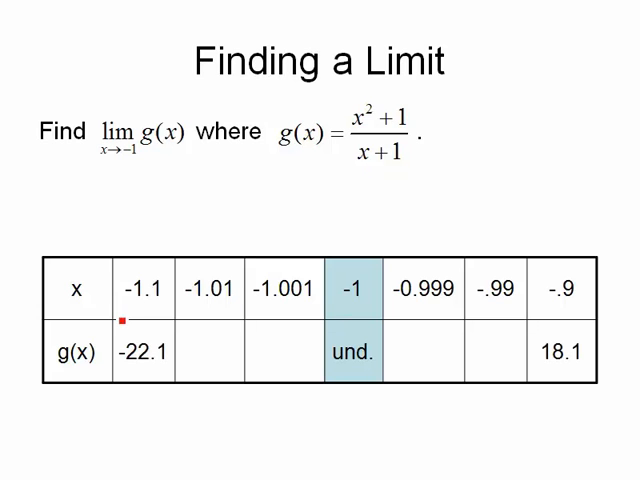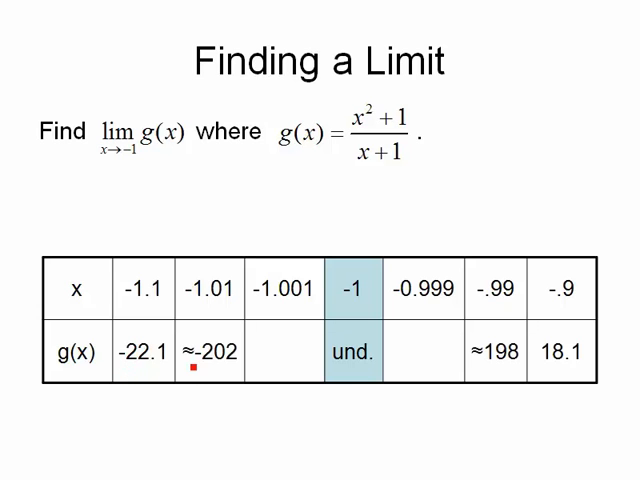On the far left-hand side, we get negative 22.1. The far right side, we get 18.1. So this is a little problematic. Remember, before, these numbers started out pretty close to each other. This time, one's positive and one's negative. They're nowhere near each other.